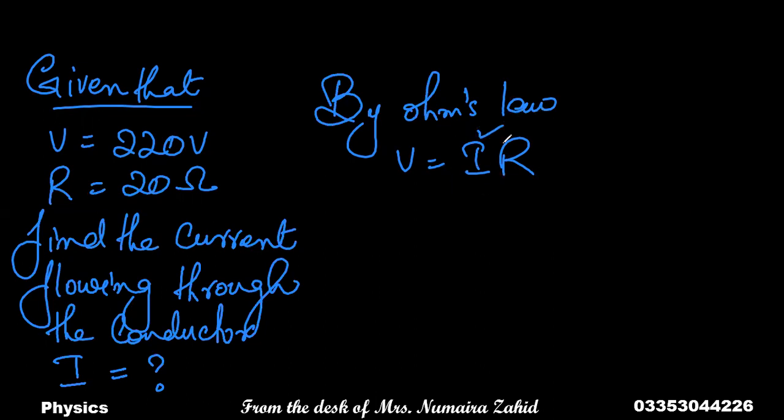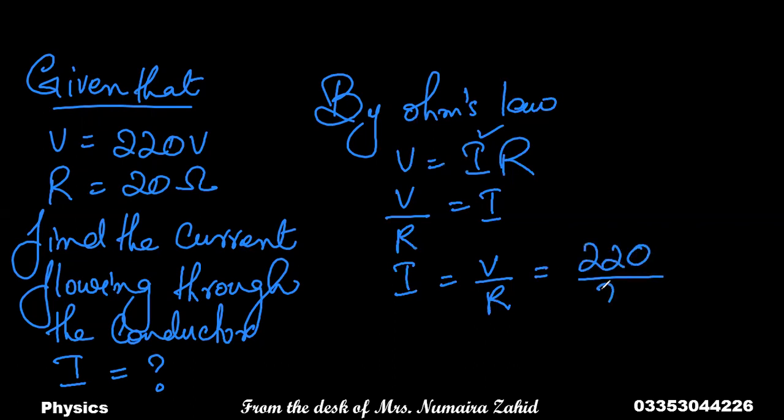So how can we make I the subject? When we move R to the opposite side, it becomes a denominator, and I becomes the subject. So I is equal to V over R. We can find it by dividing 220 by 20. Zero cancels zero, and we get I is equal to 11 amperes. Got it? This is how we can use Ohm's law to find the current through a conductor as well.